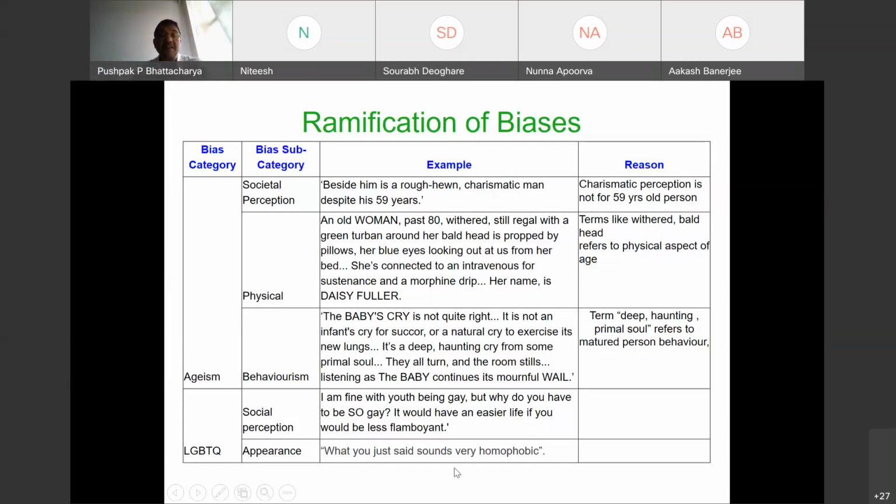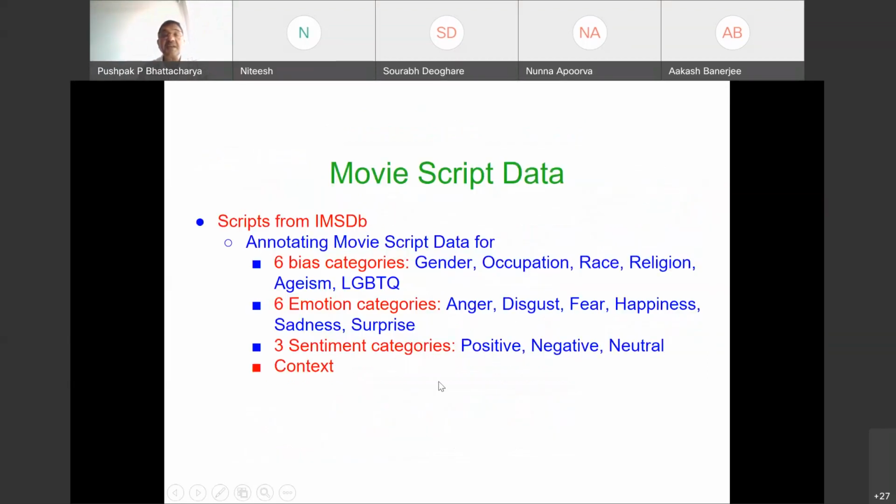And then there are LGBTQ biases and so on. So there are 6 categories, and if you go to subcategories, there may be 20, 25 subcategories. And when the annotators sit down with the data and decide how to give these bias annotations, bias labels, it can become quite a challenging task.